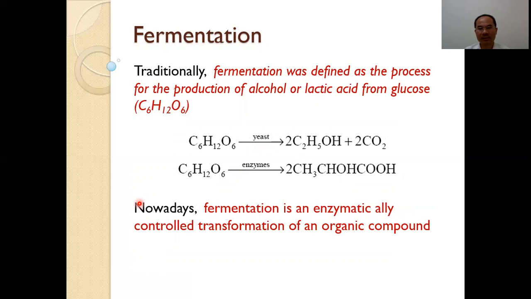The traditional process is fermentation, modified for the production of alcohol or lactic acid from glucose. But nowadays, fermentation is an enzymatic controlled transformation. This shows that the traditional process is alcohol. 1,000 years ago, we knew alcohol from fermentation.